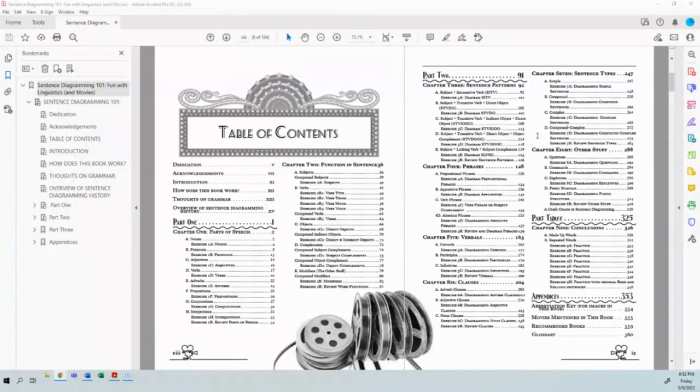Then part 2 is where you really get into it and we really start diagramming. So we start with sentence patterns, which are common ways that sentences are put together. We move into phrases, smaller parts of the language and how we deal with those.